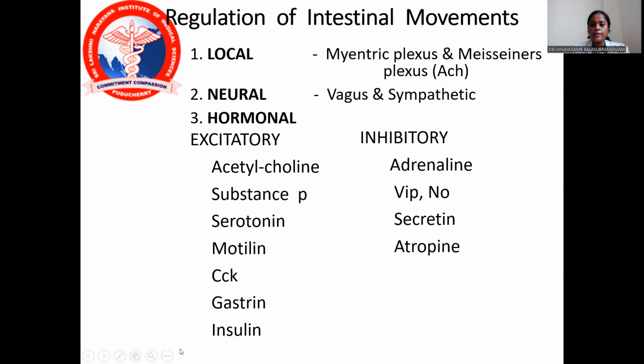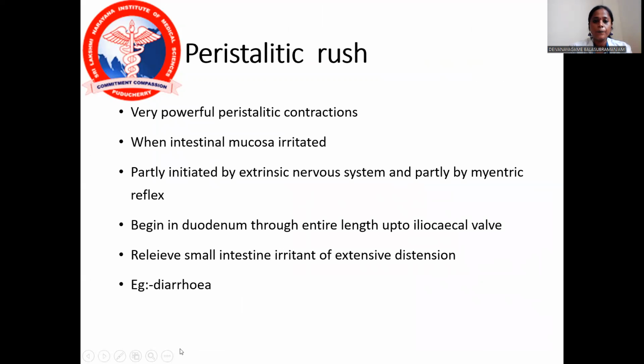So, regulation of intestinal movements. Local regulation is by the myenteric plexus as well as the submucous plexus. Whereas neural regulation is by the vagus as well as sympathetic nerves. Whereas hormonal, that which is excitatory, includes acetylcholine, substance P, serotonin, motilin, CCK, and gastrin as well as cystine. Whereas inhibitory are adrenaline, VIP, nitric oxide, secretin as well as atropine.